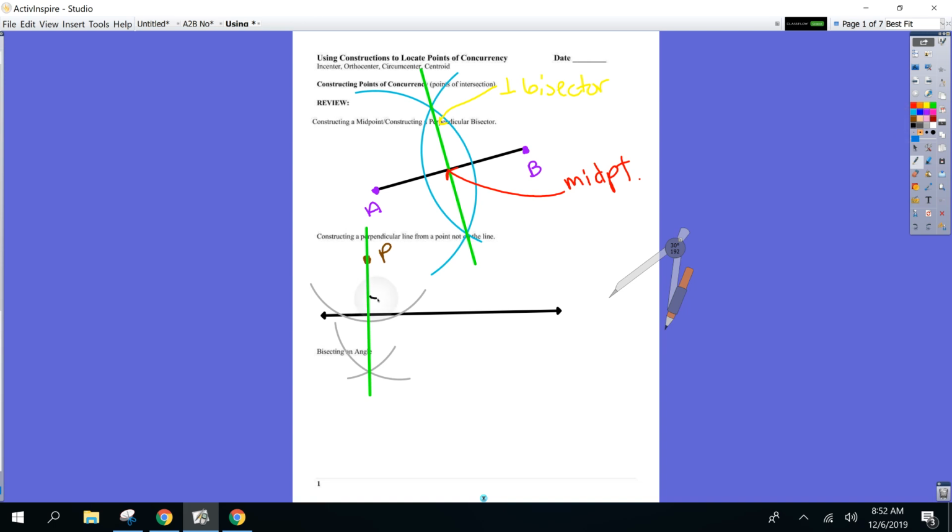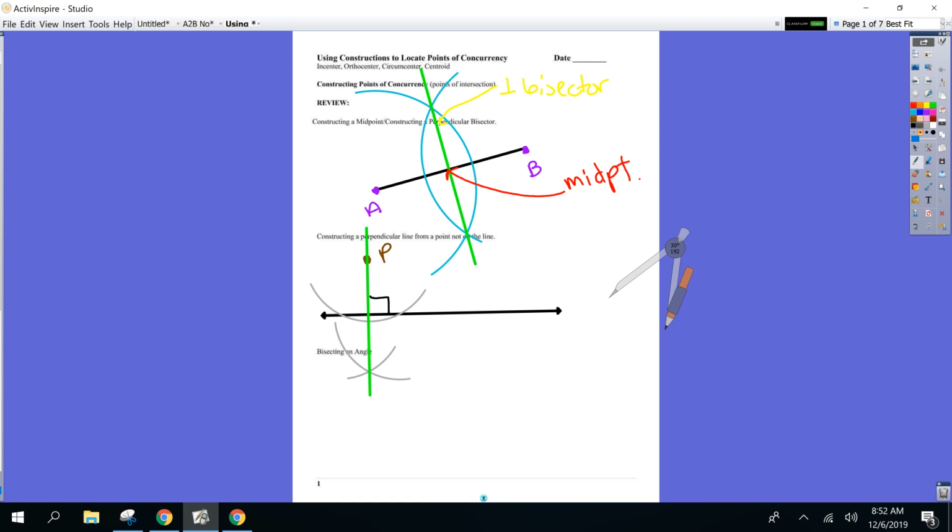So start thinking, where could I use this now? What have I talked about this unit where something's perpendicular to a side? Where could I use this? All good so far.